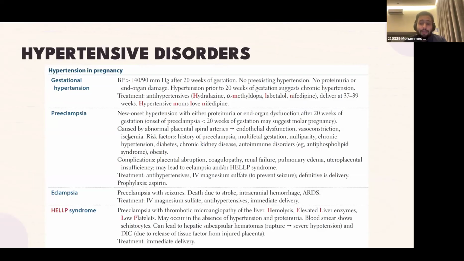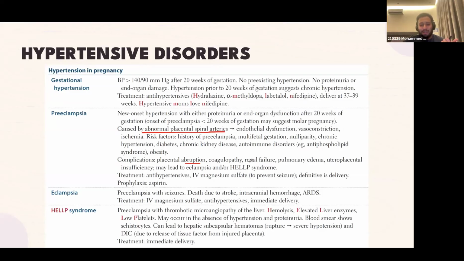If you have someone who has a blood pressure over 140 over 90 with proteinuria and organ damage, what do I call this disease? Preeclampsia. Excellent. Now, the important thing about preeclampsia is it's caused by abnormal placental spiral arteries. That's all you need to know about this, okay? Risk factors is obviously it's just a bunch of stuff. Anyways, complications is everything, okay?